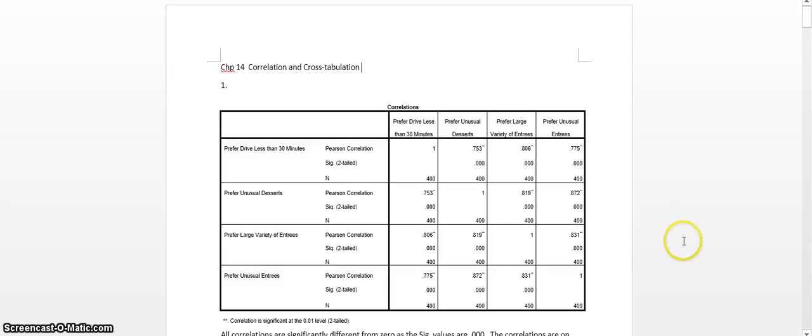Hi class, this is the answer for your assignment on the correlation and cross tabulation. So the assignment was on question 1 and 3.